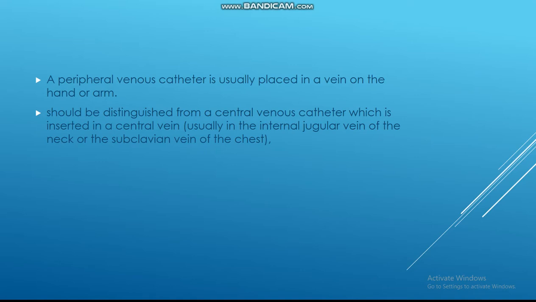A peripheral venous catheter is usually placed in a vein on the hand or arm. Usually it's placed distally so that it allows the patient to move freely. It should be distinguished from a central venous catheter, in which the venous catheter is placed in either the internal jugular vein or the subclavian vein in the chest.